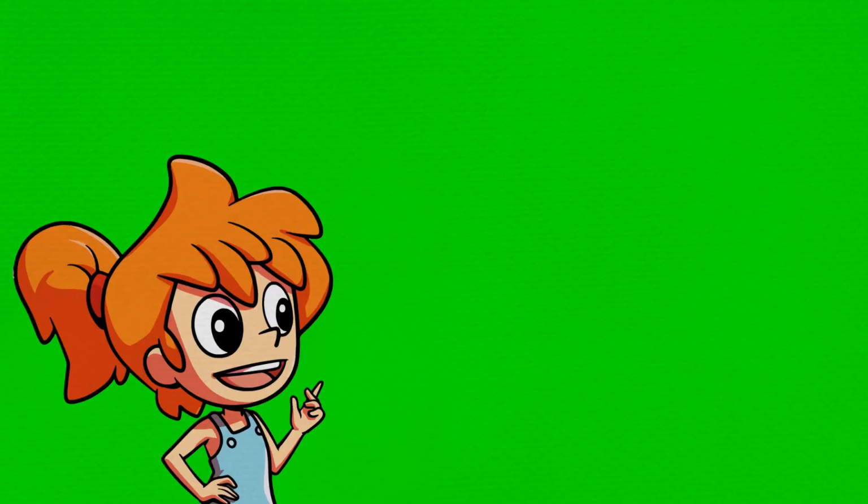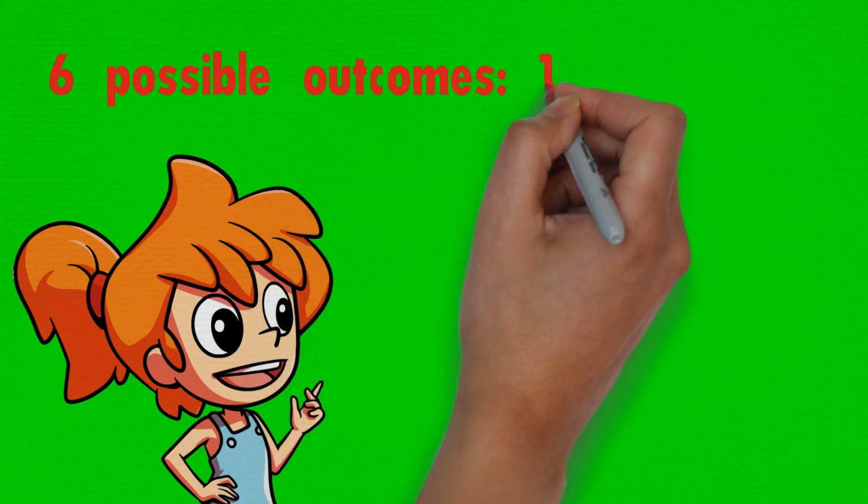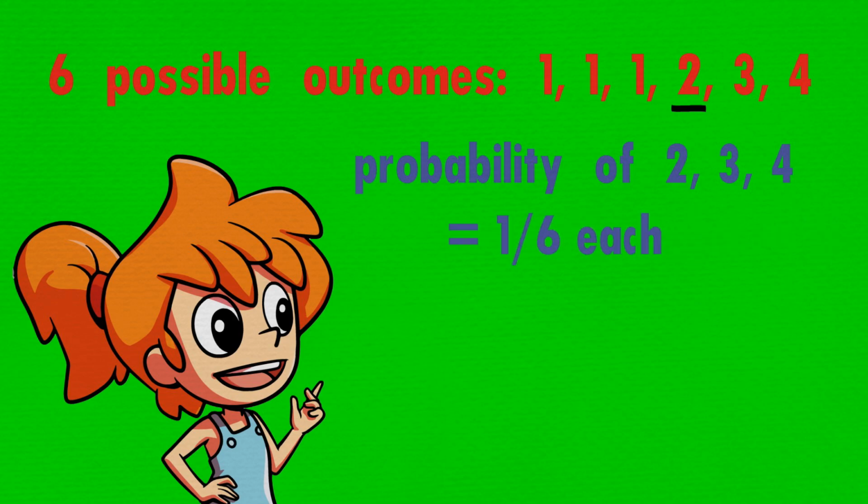Well, Max, his sister began, this special die has 6 faces. So when you roll it, there are 6 possible results or outcomes: 1, 1, 1, 2, 3, or 4. Since the numbers are not on the die equally, the probabilities are not equal, unlike a normal die. The probability of rolling a 2, or rolling a 3, or rolling a 4 is 1 chance in 6. That is, 1/6 for each of them.